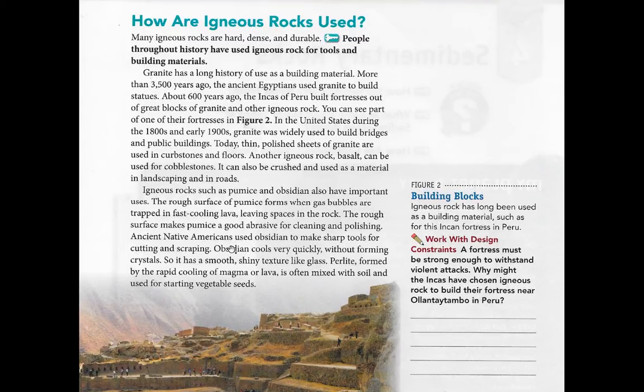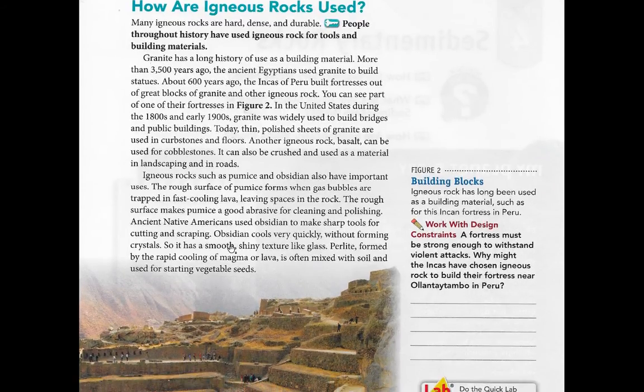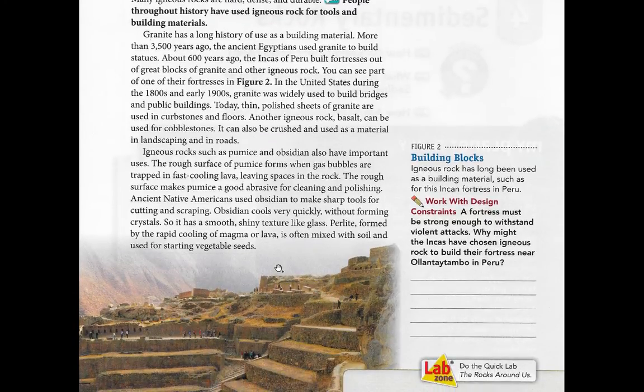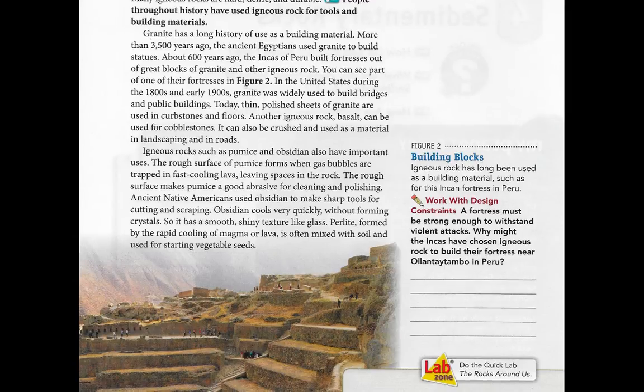Ancient Native Americans used obsidian to make sharp tools for cutting and scraping. Obsidian cools very quickly without forming crystals, so it has a smooth, shiny texture like glass. Perlite, formed by the rapid cooling of magma or lava, is often mixed with soil and used for starting vegetable seeds. Pretty cool.